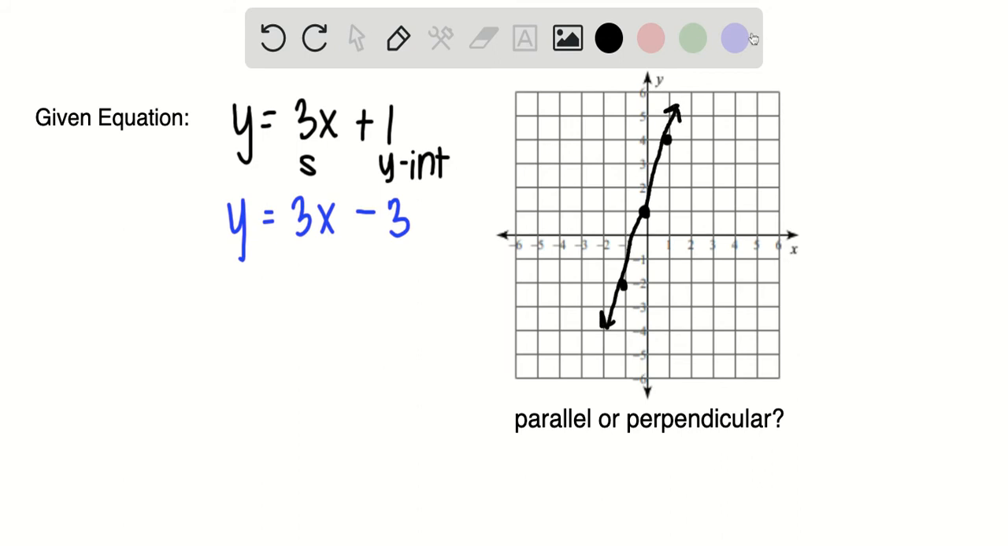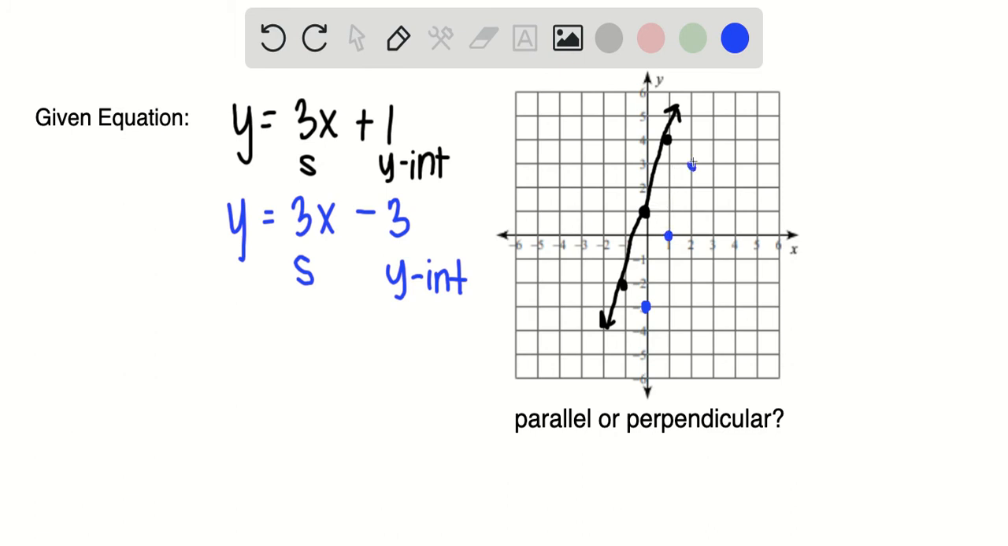Now I'm going to try the other equation written in blue ink. My slope is still 3 over 1, and my y-intercept this time is negative 3. So let's see what this looks like. So I'm going to go to negative 3 on my graph. And then my slope is still rise 3, run 1. So rise 3, run 1.